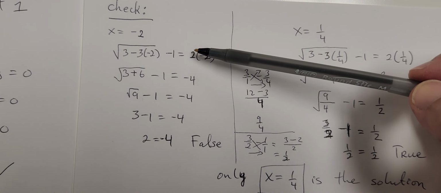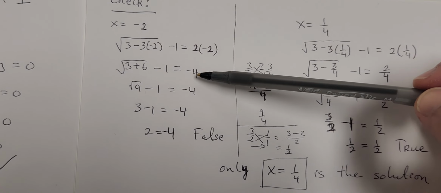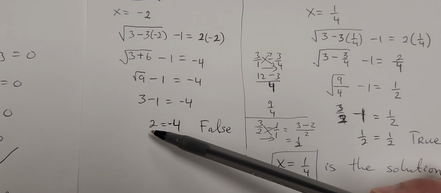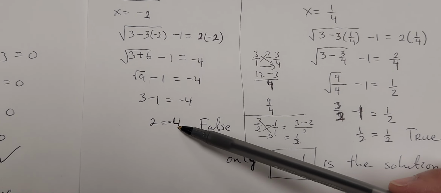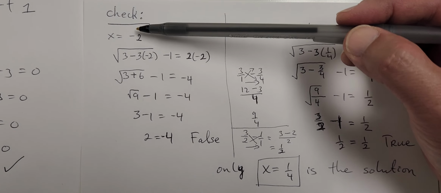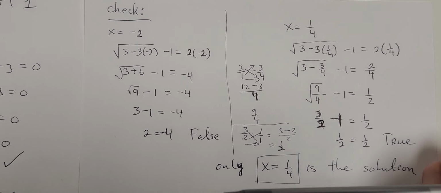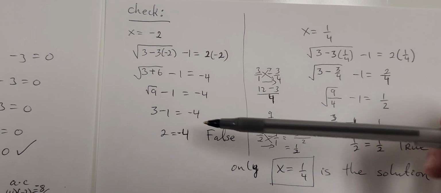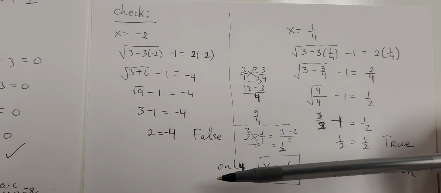Over here on the right side, 2 times -2 gives me -4. So I just bring it straight down, all the way down. And you know for a fact that 2 cannot equal -4. So this is false. So -2 is false. One more time, -2 is false.